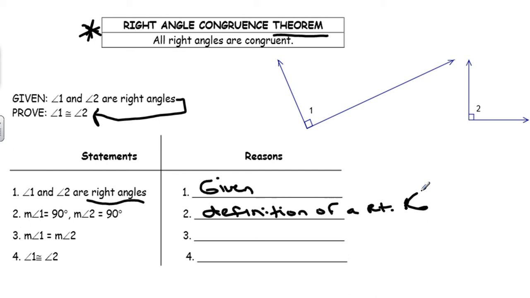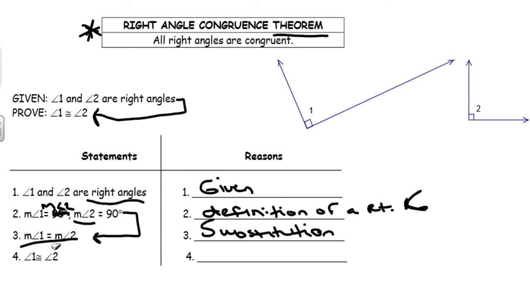I'm just abbreviating here. All right. Now how do we go from this step to this step? Well, we said that angle 1 is equal to 90 and angle 2 is equal to 90. So because they both equal 90, then they both equal each other. So I'm replacing this 90 here with what it equals, which is the measure of angle 2. So I've just substituted in measure of angle 2 for that 90 degrees.